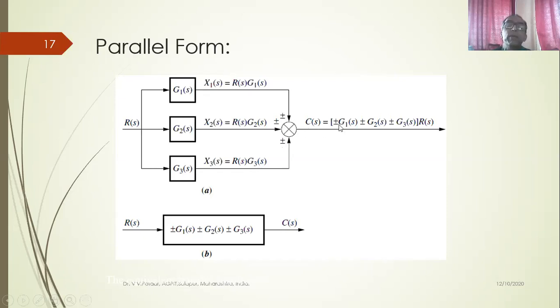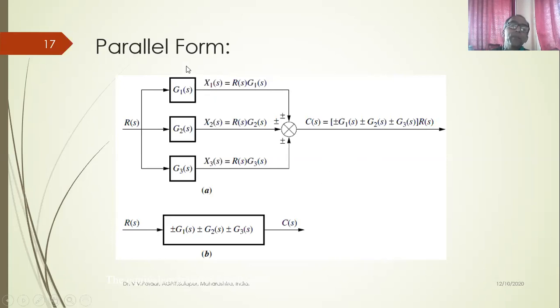So CS will be equal to, inside the bracket, X1s plus X2s plus X3s. But what is X1s? RS into G1s. What is X2s? RS into G2s. What is X3s? RS into G3s. So if I take out RS common, what remains is CS equal to plus or minus G1s plus or minus G2s plus or minus G3s, the bracket multiplied by RS, right? Because RS is common. So this is what the parallel block rule says, isn't it?